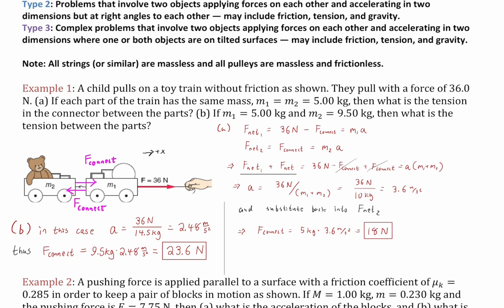Likewise, M1 pulls on M2 with 23.6 newtons. Why is this bigger than half of the entire external pulling force? Well, because M2 is bigger than M1, so it gets more than half of the force. In fact, it should be proportionally more. All right, so there we go. Our first example of a two-body problem. We actually kind of saw these before when we introduced Newton's third law.